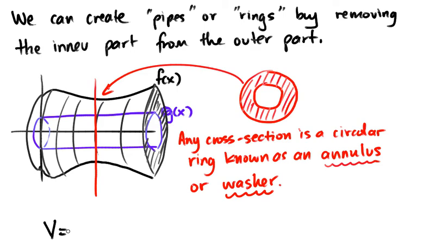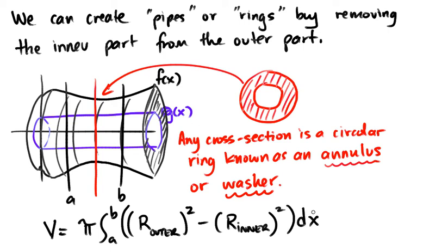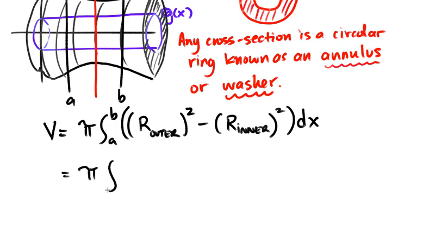that will allow us to calculate volumes of these pipes or rings. So yeah, any cross-section is a circular ring known as an annulus or a washer, and the total volume is pi, and you go from A to B, so however far across, maybe from here to here, that would be A to B. Then your function is a subtraction: the radius, f of x, of the outer function, squared, and then you subtract away the radius function for the inner, the one that's smaller, like your g of x in this case, squared, with respect to x. And that can also be written as the integral from a to b of whatever the outer function is squared, take away whatever the inner function is squared, with respect to x.